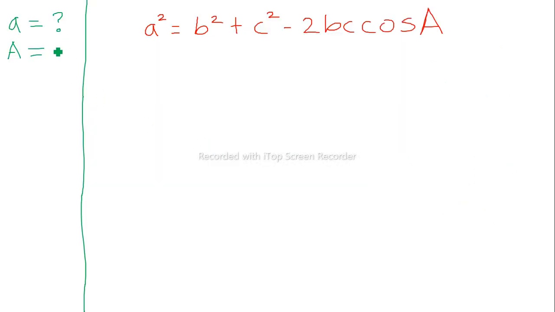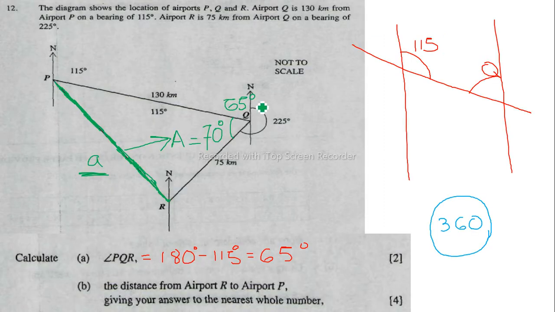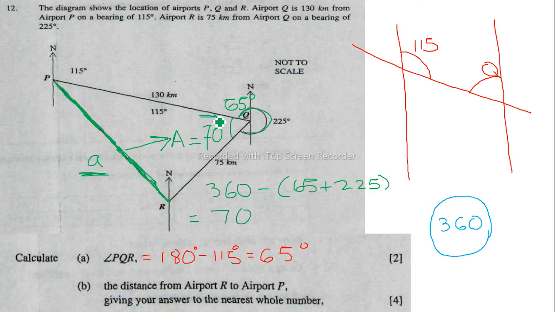So how do we get capital A as 70? Well, we add them all up and subtract from 360. So 360 minus 65 plus 225 is going to give us 70. We got that because we know that all of this is 225, and all of this is 65. To figure out what this missing one is, we need to subtract from 360.